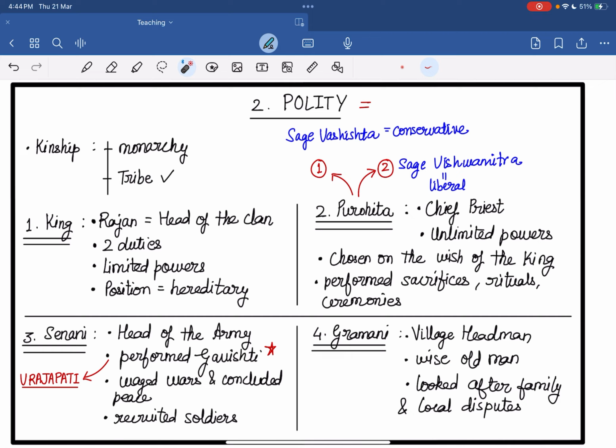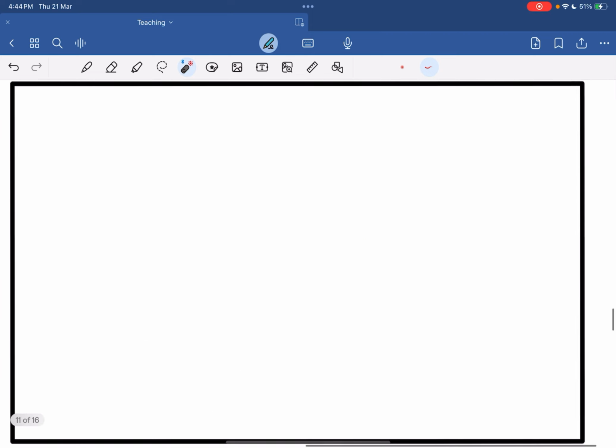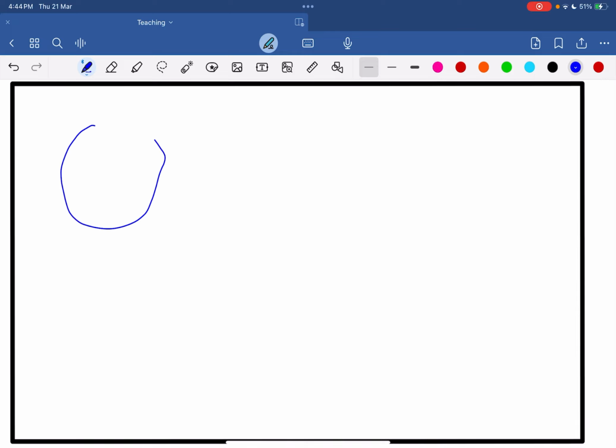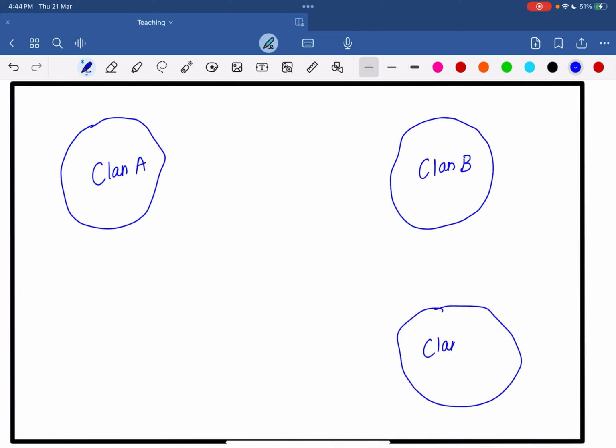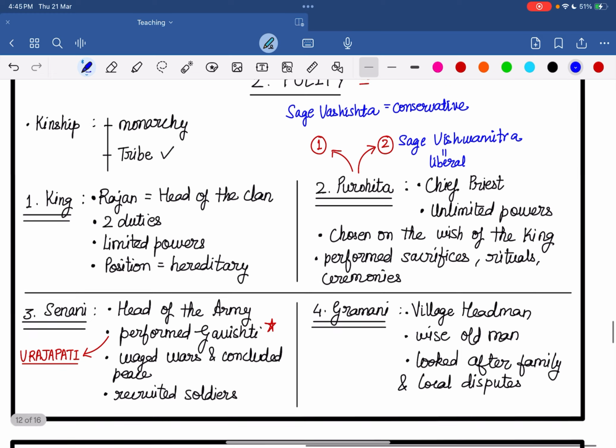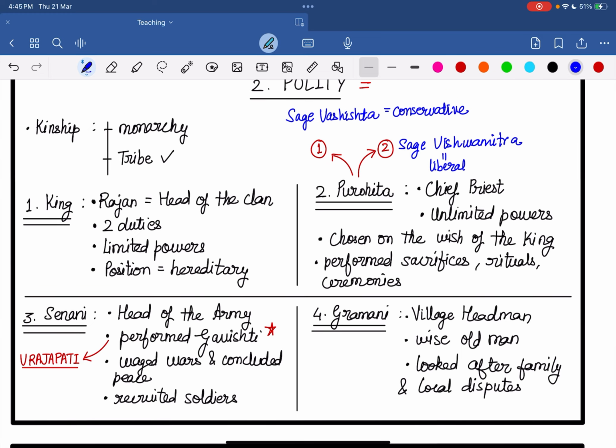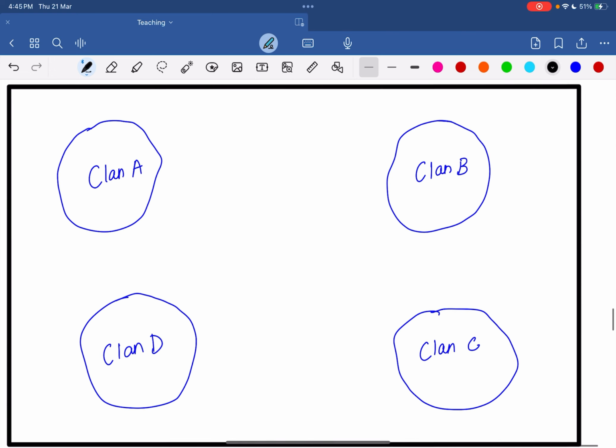Now, Senani performed Gavishti. Now, what is this Gavishti? One second. Let me explain it to you. Let's say this is clan number 1, clan A. This is clan B. Clan C. Clan D. All are going to have these 4 key players in their political system. So, clan A is also going to have king, Purohit, Senani and Gramani, and so is clan B, C and D. I'm not going to write it for every clan, but you may just understand that all clans are going to have a Rajan, a Purohit, a Senani and a Gramani.